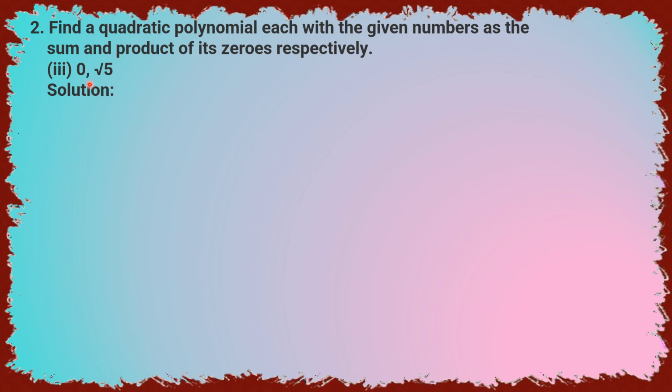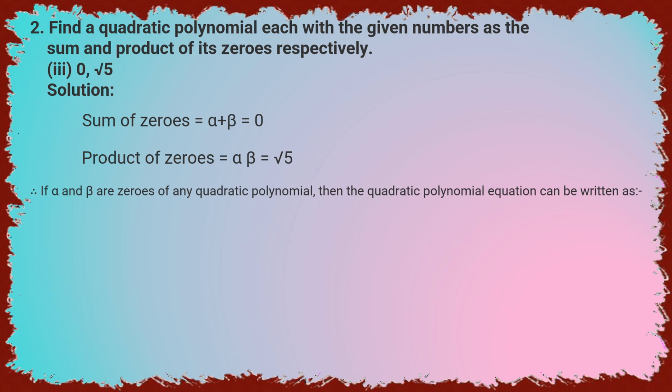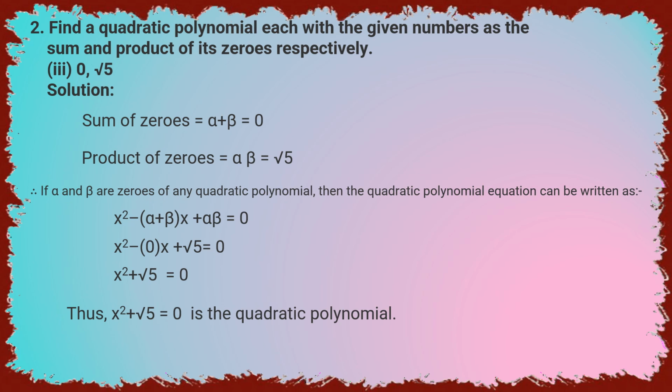Sum of the roots is 0 and product is root 5. So alpha plus beta is equal to 0 and alpha beta is equal to root 5. We know the general equation. Let us substitute this, x square minus 0x plus root 5. So x square plus root 5 is the equation.